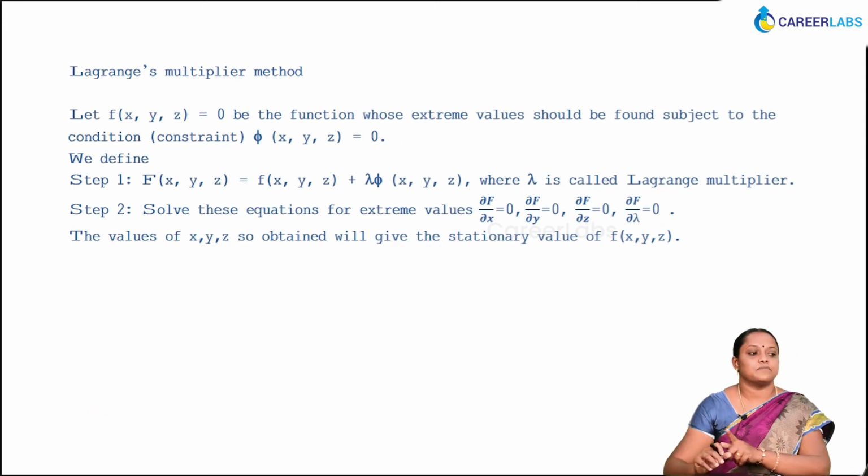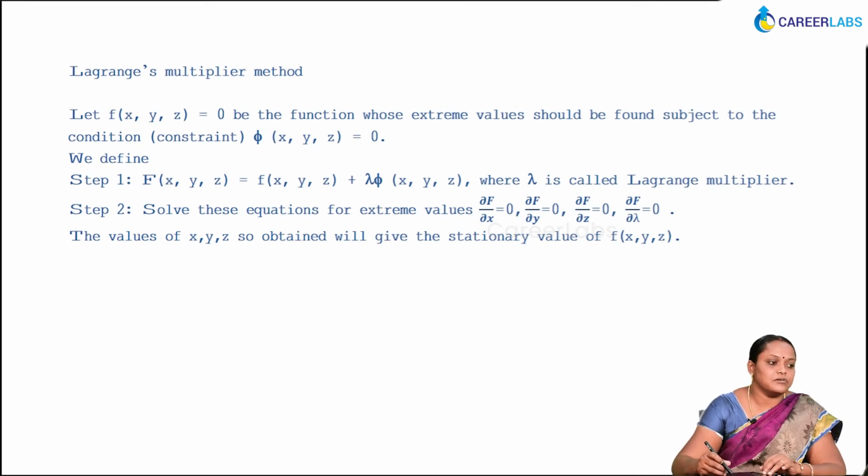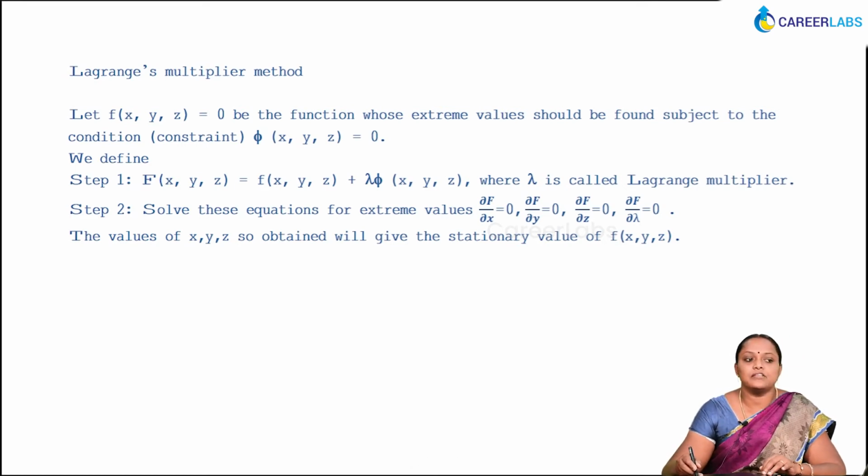So Lagrange's multiplier method: let f of x comma y comma z be the function whose extreme value should be found subject to the constraint phi of x comma y comma z equal to 0. They will be specifying the condition also. While solving these types of problems, we need to construct a new function capital F with the combination of these two, that is f of x comma y comma z plus lambda times phi of x comma y comma z. This lambda is nothing but the Lagrange's multiplier.